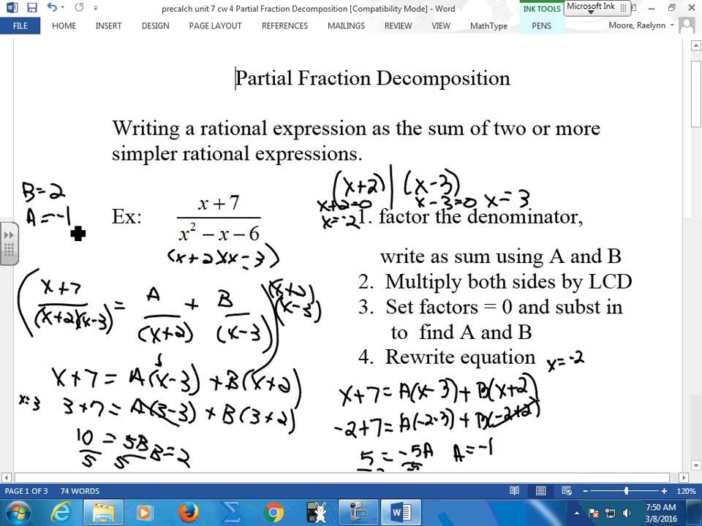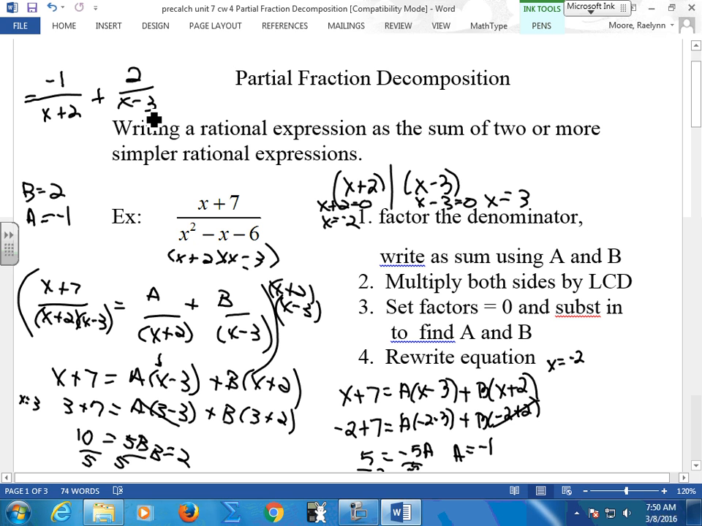Now, all we have to do is substitute it back into this piece right here, because we have already separated it. The one you want to do is put the negative. I'll substitute it in, and then we'll just reverse them. If I substitute this in, I get negative 1 over x plus 2 plus 2 over x minus 3.